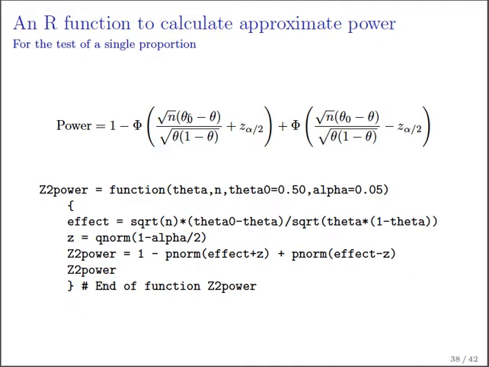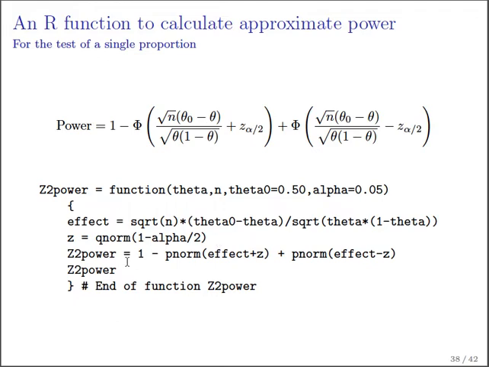You see this thing, square root of n times theta 0 minus theta over the square root of this, it appears in both this part and that part. I called it the effect, which it kind of is, right? It's the difference between the null hypothesis value theta 0 and the true value, but scaled relative to this theta times 1 minus theta, basically relative to the standard deviation of the sample proportion y bar. Anyway, I called this whole fraction effect. Calculated it. I had to get z alpha over 2, and that's q norm of 1 minus alpha over 2.